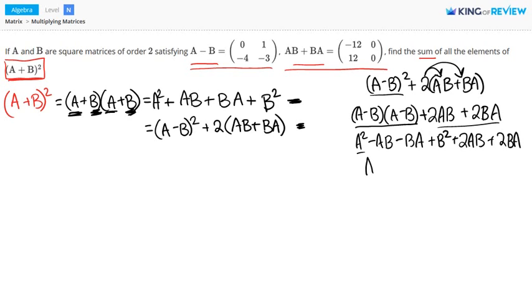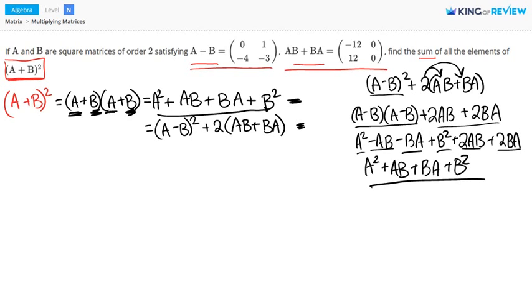We'll start out with this a squared. We have negative ab plus 2ab. That gives us plus ab. We have negative ba plus the 2ba. That gives us plus ba. And then we have the b squared. So you can see we have a squared plus ab plus ba plus b squared, and that is this expression here. So this is just another way to write that. Now, why did we want to write it this way? Well, again, we're trying to manipulate these equations here to equal (a+b)².